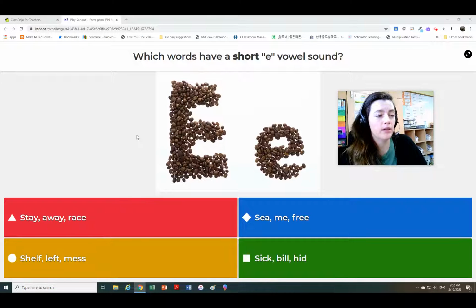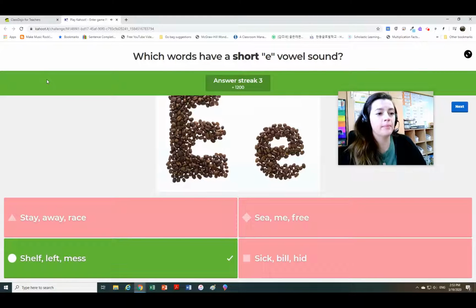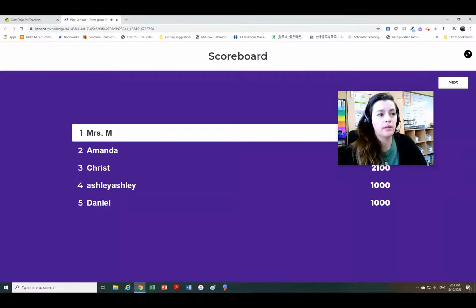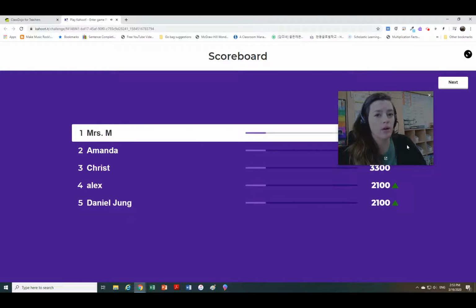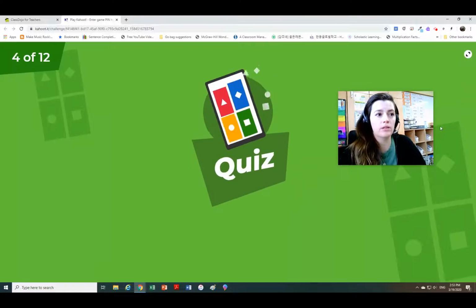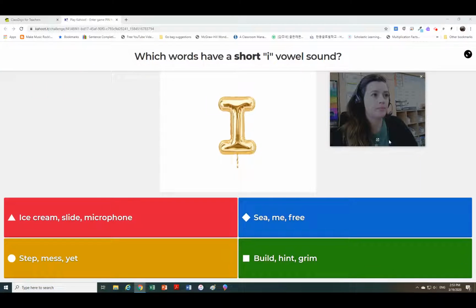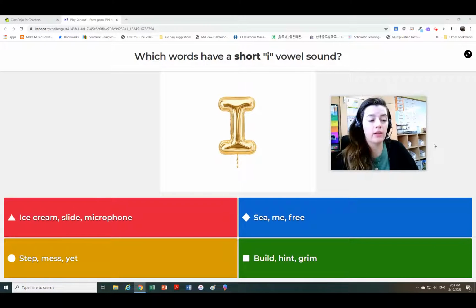Okay, if you need more time, pause the video. 3, 2, 1. The correct answer is circle. Shelf, left, mess. It has the sound. Okay? Now remember, you are keeping track of your answers. And if you get it wrong, that's okay, but you need to exit out so that you can see that you missed that one. Okay, short I. Okay, which words have the short I vowel sound? Read them carefully. Mark your answer.